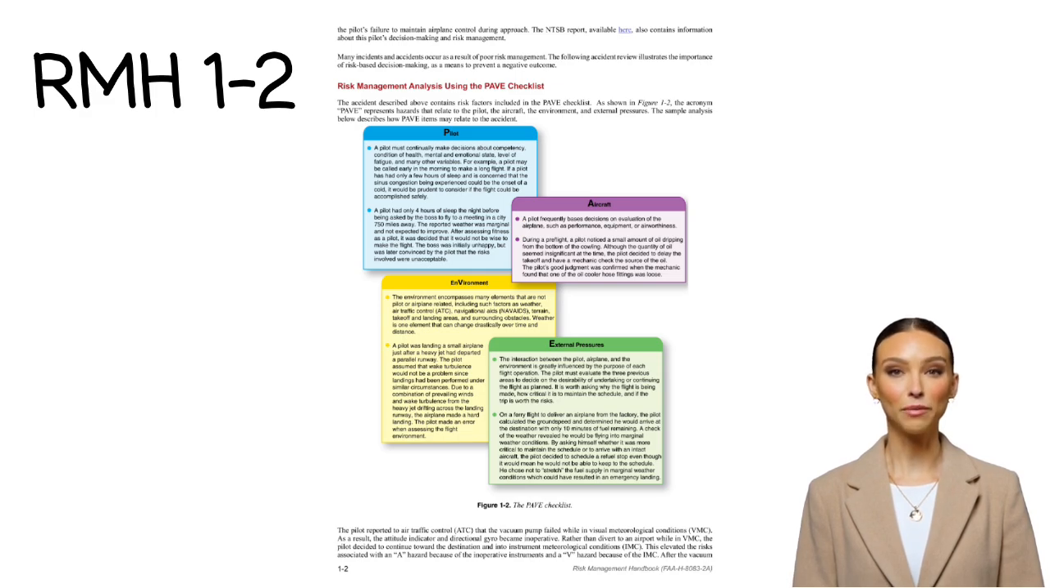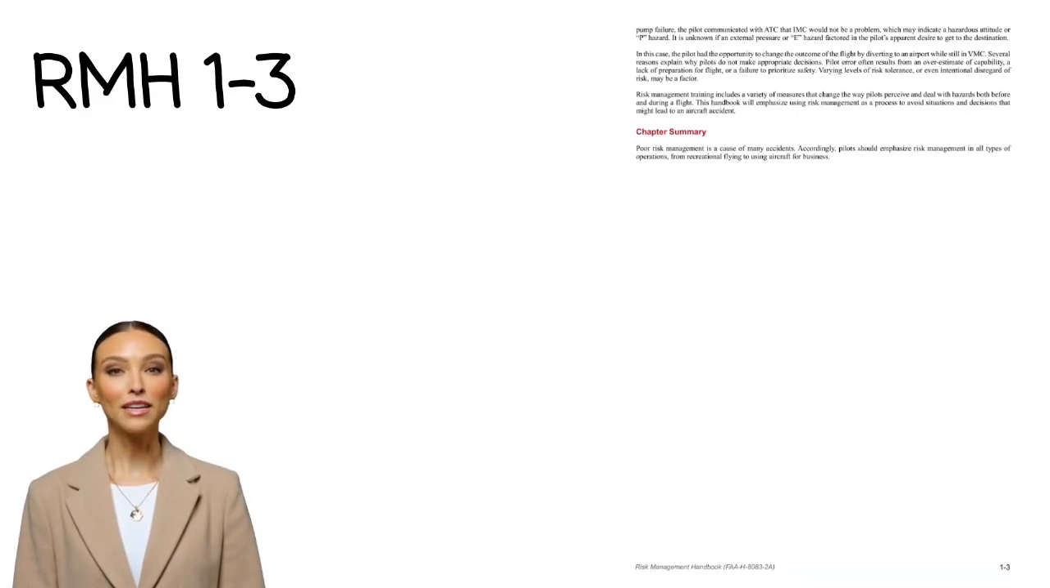After the vacuum pump failure, the pilot communicated with ATC that IMC would not be a problem, which may indicate a hazardous attitude or P hazard. It is unknown if an external pressure, or E hazard, factored in the pilot's apparent desire to get to the destination. In this case, the pilot had the opportunity to change the outcome of the flight by diverting to an airport while still in VMC.